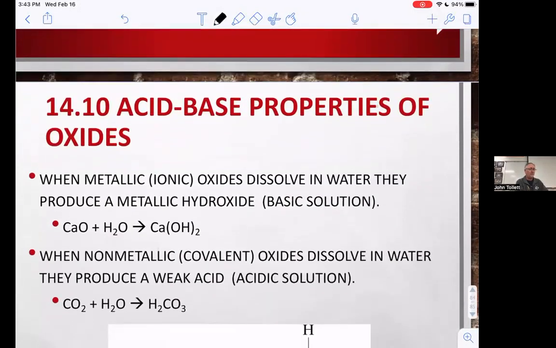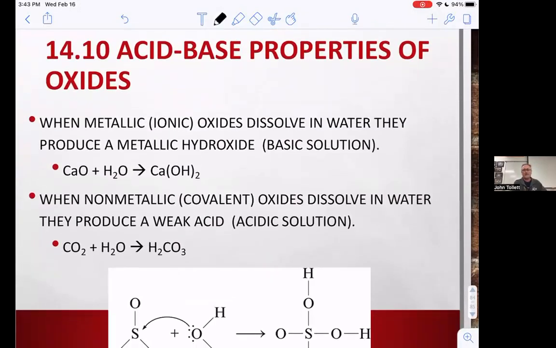So a couple of last minute things. We already talked about oxides and the numbers of oxygens earlier, but there is something else: you can produce acidic and basic solutions with certain compounds. Calcium oxide, when it reacts with water, becomes calcium hydroxide, which is basic. So if you have a metal oxide, you will produce bases in water.